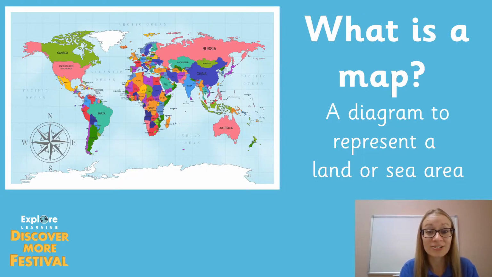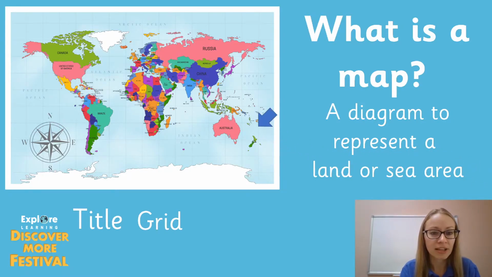Okay, so you may have thought of the title. Now, most maps do have a title, and it helps us to understand what is being shown in that particular map. You may have written down the grid, which is really useful for us to be able to locate points on a map. You can see here that this map has a grid. There are some lines going up and down the way, and we also have some lines going across the way. That is what's known as the grid. And we're going to find out a bit more about that today.